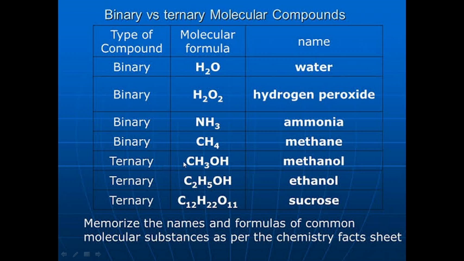For ternary compounds, we have methanol. Methanol is composed of carbon, hydrogen, and oxygen, so three elements here. Another example is ethanol, with 2 moles of carbon, 6 moles of hydrogen, and 1 mole of oxygen. The last example is sucrose, or sugar. The molecular formula is C12H22O11, so it is also composed of 3 elements.